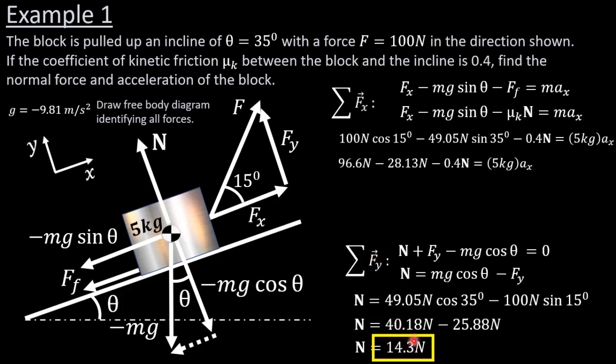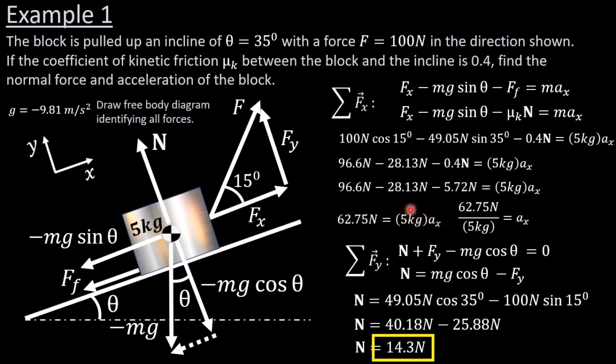Okay, and then next what I can do is take this and substitute that into here, to get 5.72 newtons. Simplify this down to get 62.75 newtons equals 5 kilograms times a sub x. Rearrange that for a sub x, so dividing both sides by 5 kilograms, and I get the acceleration is 12.55 meters per second squared. And that answers the last part of that question.